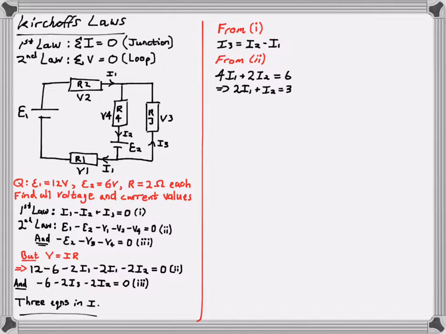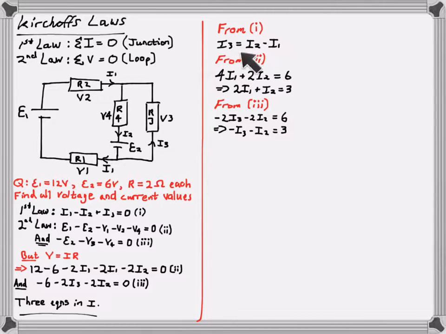And from equation 2, if I summarize equation 2, add the different voltages together, add the currents together, then I get 4I1 plus 2I2 equals 6, and if I simplify that, I get 2I1 plus I2 equals 3. And if I do the same thing for equation 3, looking at equation 3 over here, if I move this 6 over to the other side, then I'm going to get minus 2I3 minus 2I2 equals 6, and if I simplify that, I get minus I3 minus I2 equals 3.